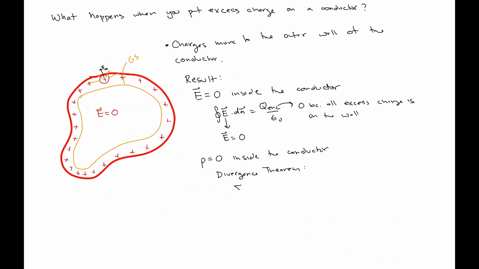which tells me that charge density is equal to the dot product of our del operator and the electric field. So of course, if this is 0, then our charge density also has to be 0. Okay. I also know, as a result of this charge moving, that the electric field is perpendicular to the surface of the conductor.